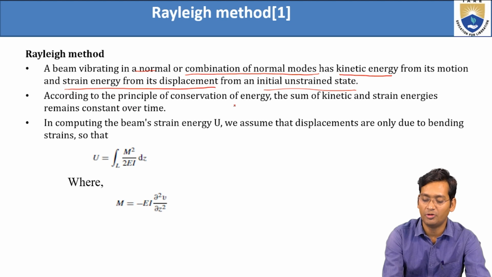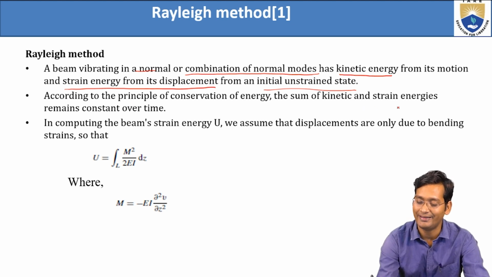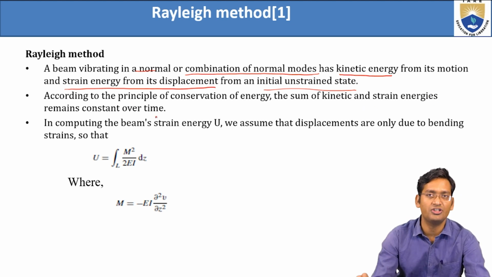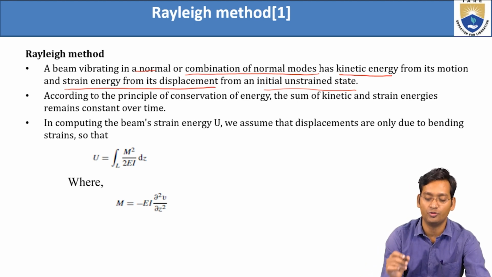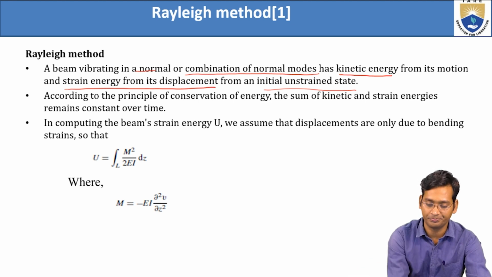So according to the principle of conservation of energy, the sum of kinetic and strain energy remains constant over time. The sum, not the individual one. One will increase, the other one will decrease. So their sum should be constant.